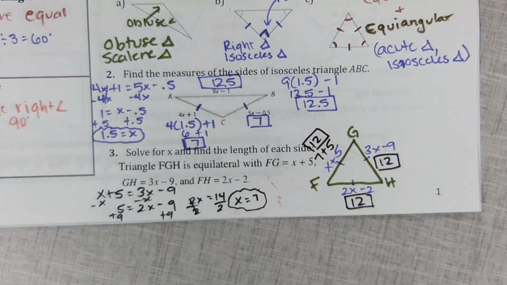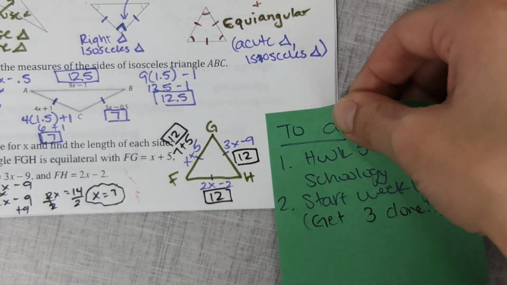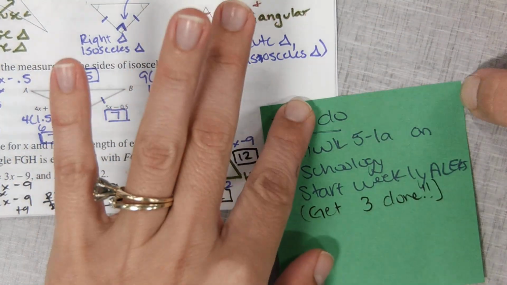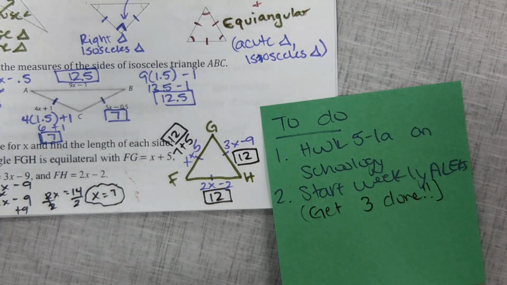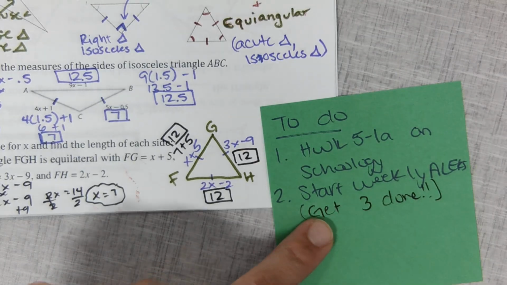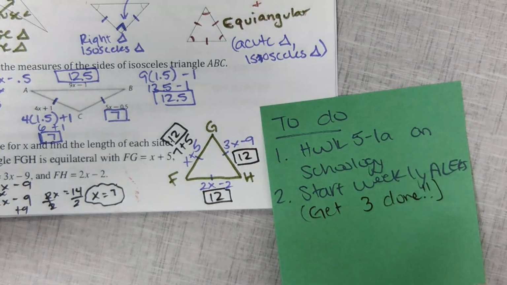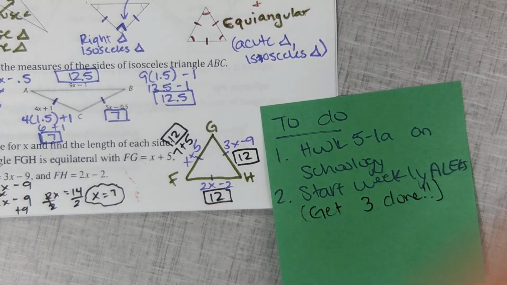Okay. So that's just all for the lesson today. You guys have a good amount of time to get your homework done. Do homework 5-1A on Schoology first. It should go pretty quick. And then start your weekly ALEKS. Definitely front load ALEKS with Halloween being at the end of the week. See if you can get 3 done today. They're pretty quick answer and you should be able to get 2 done. Okay. Ready, set, go.